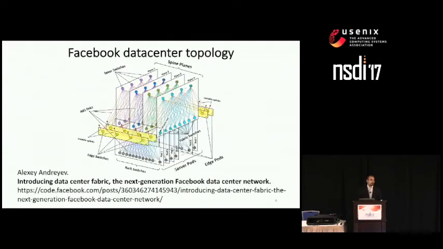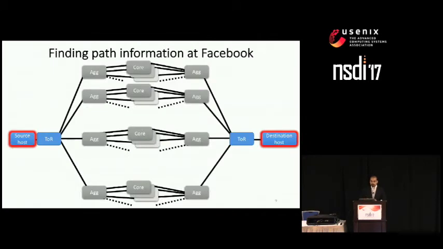So to start out with, we need the path information. This is a diagram depicting Facebook's current fabric data center topology. It's a fairly complicated diagram, though, so let's make it a little bit simpler. This is the same topology from the point of view of two communicating end hosts, the boxes all the way on the edges, highlighted in red, and the switches that they use in order to communicate.